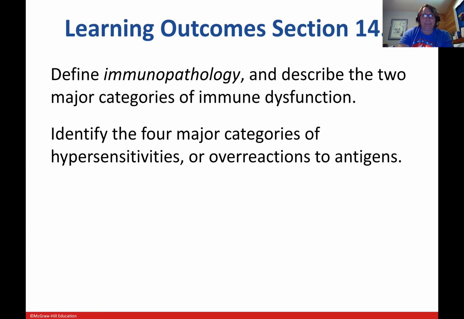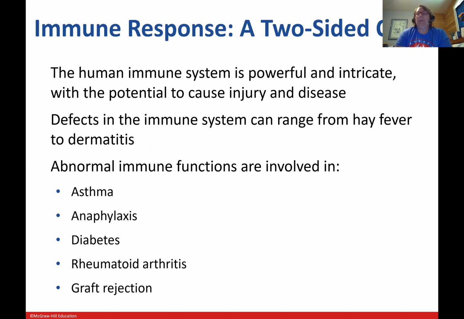to antigens. Okay, so the immune response is basically a double-edged sword. It is an incredibly powerful tool that our body has to be able to fight off any kind of pathogen that wants to set up shop in our body. But it has the potential to cause severe pain, injury, and disease in our body if it goes haywire, if it loses the ability to differentiate something that is self versus something that is not self. And sometimes it's just simply something that's really uncomfortable, like hay fever.